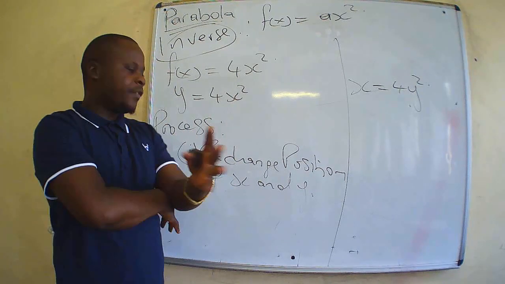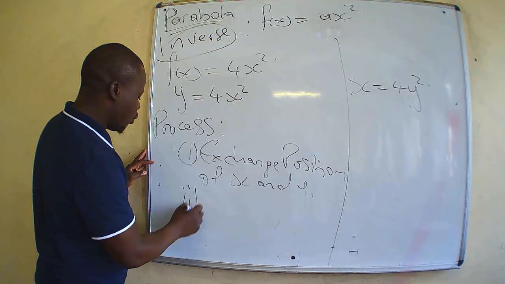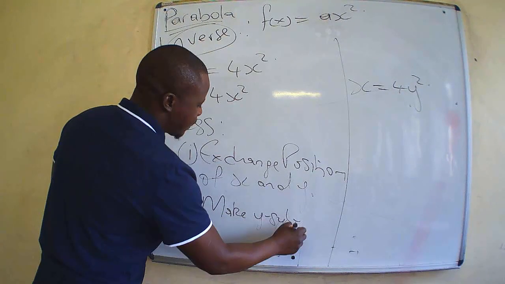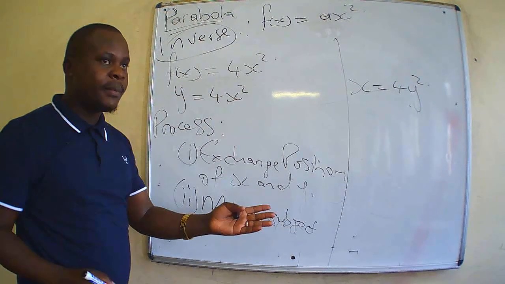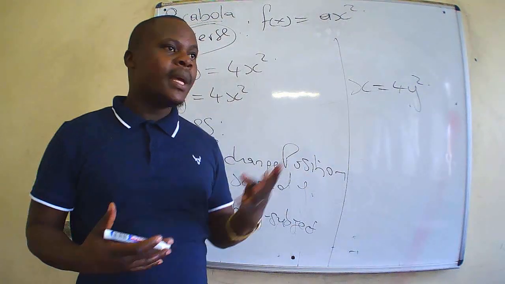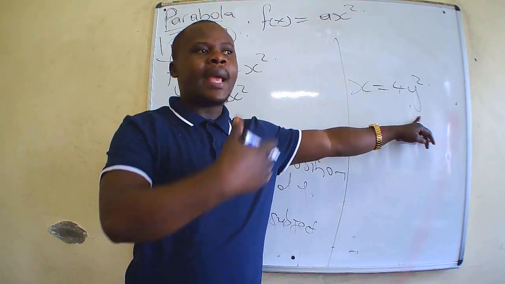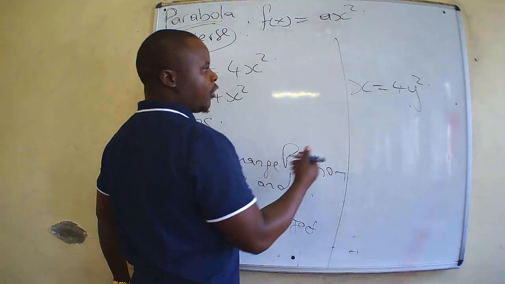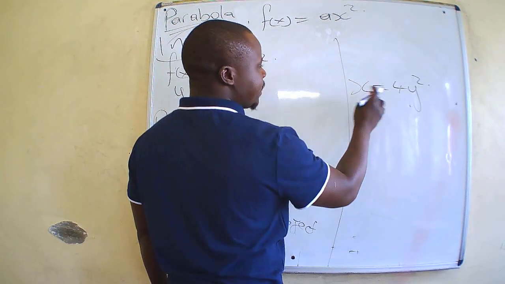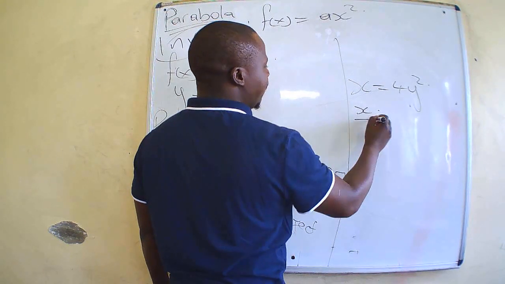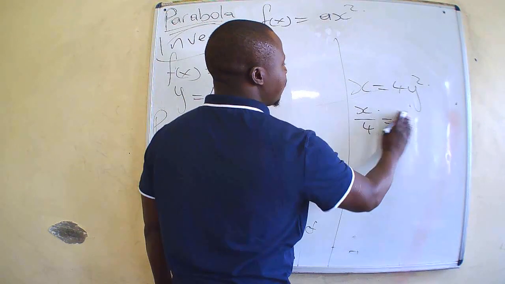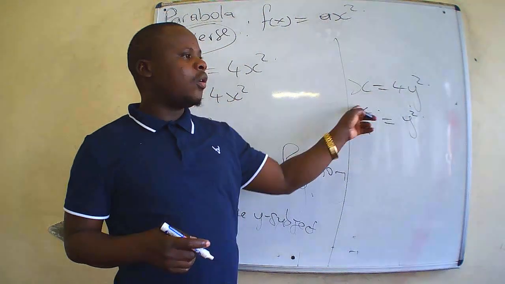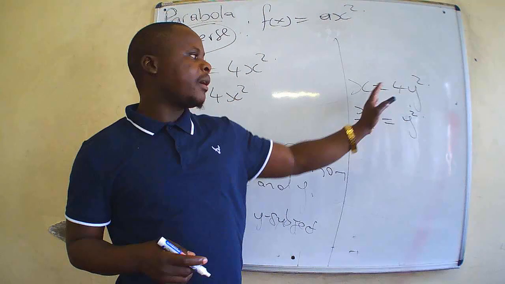The next step after exchanging x and y, step number 2, is to make y our subject. Make y the subject. In other words, let us solve for y. We need to leave y alone on one side. That is making y the subject. How do we do that? By solving for y, remove 4 first, which means divide both sides by 4. And we're going to have x over 4 is equal to y squared. Since we removed 4, we divide both sides by 4.